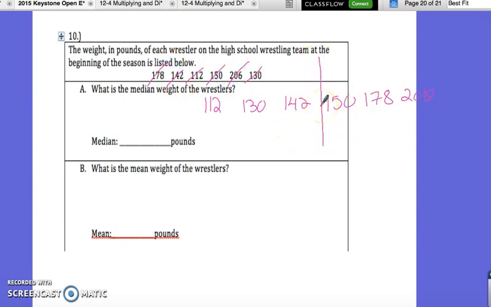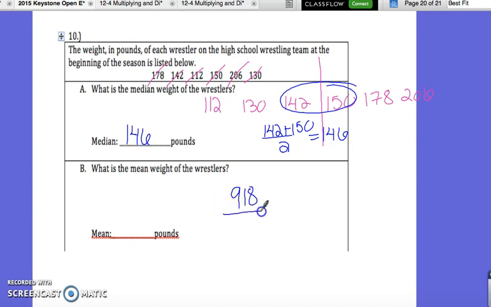So you have to find the average of 142 and 150. So you have to do 142 plus 150 divided by 2, and that gives you 146. So I know my median is 146. Your mean, if you add up all of these numbers, you get 918. There are 6 wrestlers, divided by 6, and you get 153.